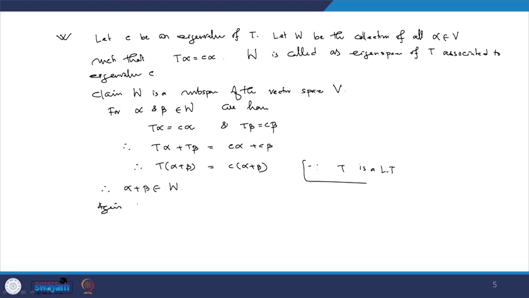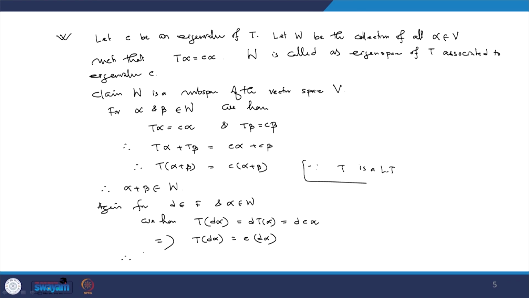Again, for any D belongs to capital F and alpha belongs to W, I have to show that D alpha also belongs to W. We have T of D alpha equal to D times T of alpha, which is equal to D times C alpha. So, T of D alpha equal to C times D alpha. So, D alpha also belongs to W. So, W is a subspace of the vector space V.